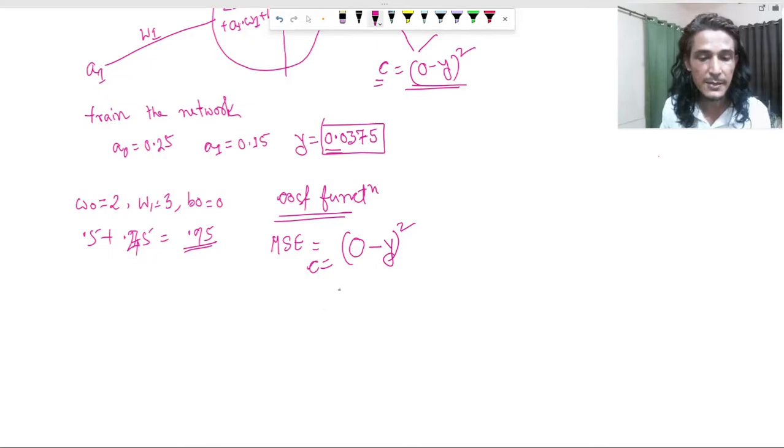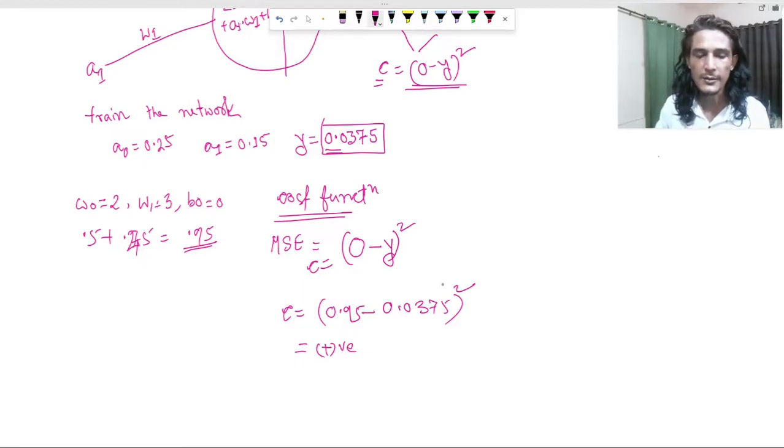So for example, here, suppose W0 is this, W1 is this, B0 is this, and the output is 0.95. In that specific example, the cost will be 0.95 minus the actual y, 0.0375, and then the whole square. Whatever it is, you have to compute it. But one thing we know is that it's a positive number because we're taking the square.